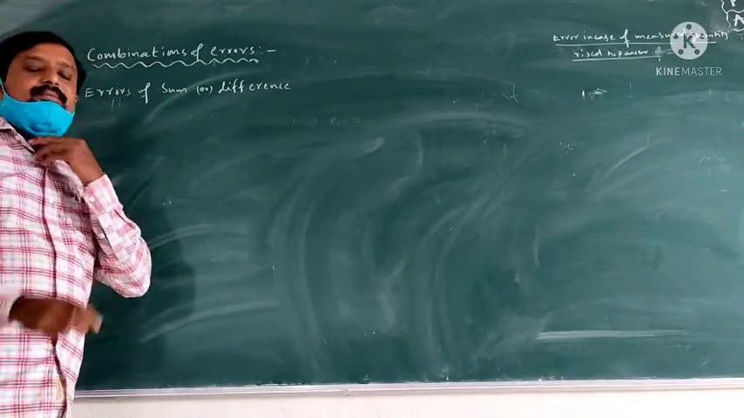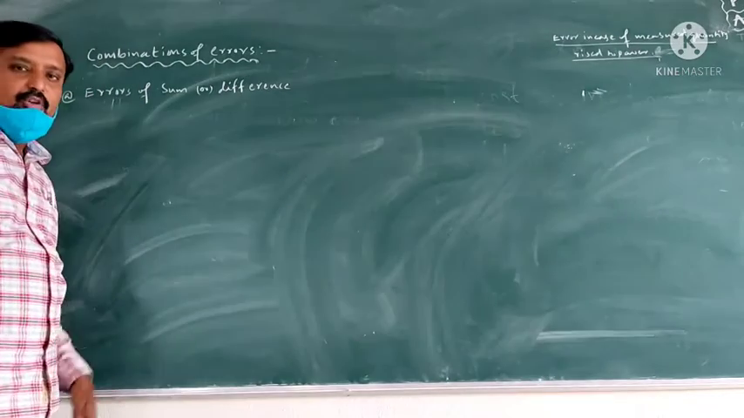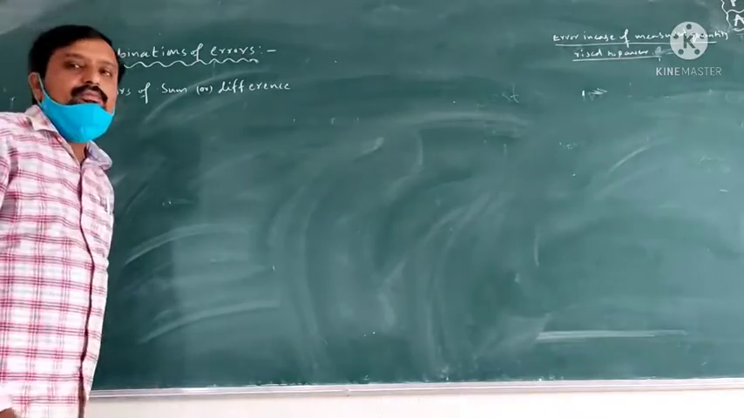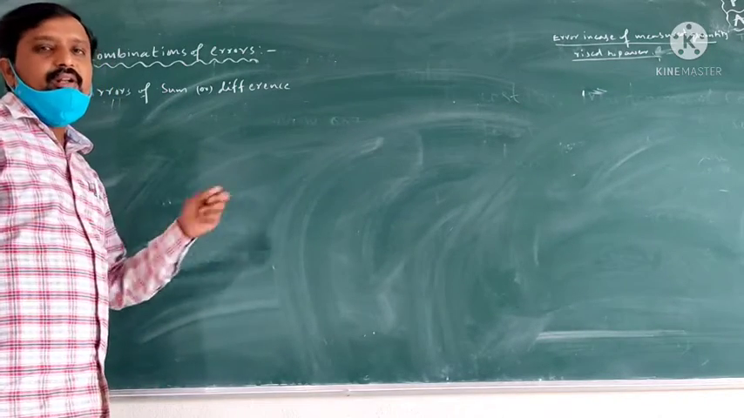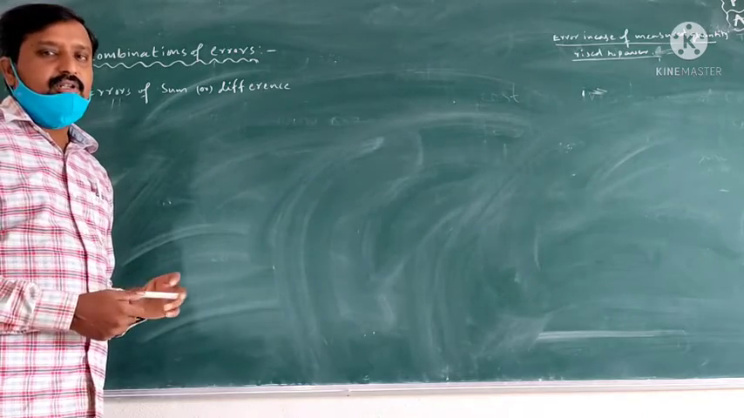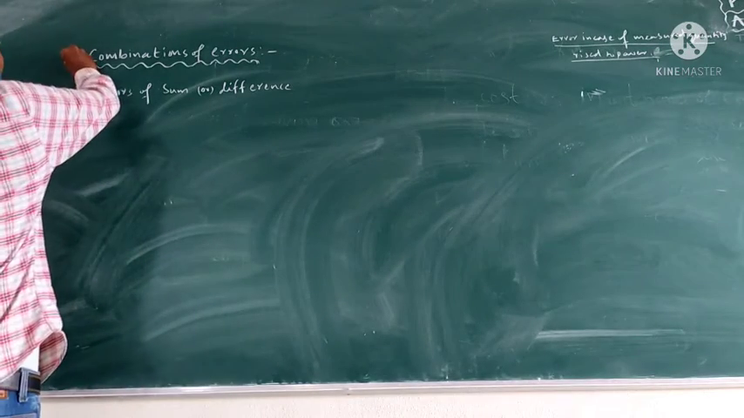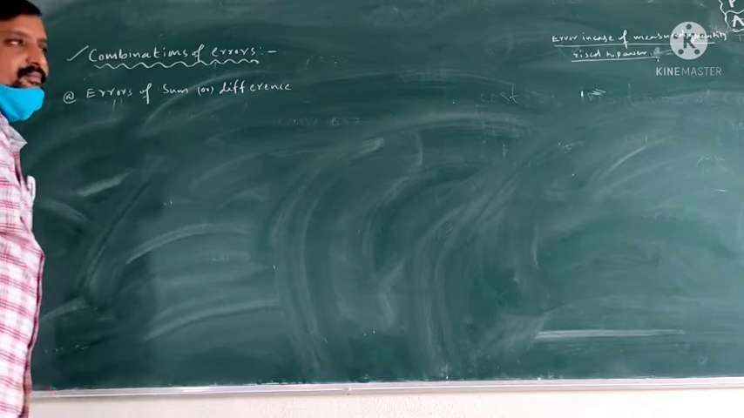Good afternoon, students. Yesterday we discussed true value, absolute error, relative error, and percentage of errors. Today we are going to explain combination of errors.